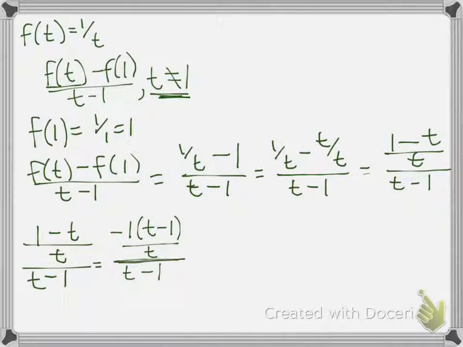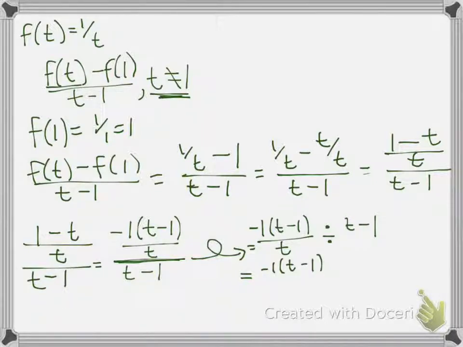So really I have a fraction divided by a number. I like to turn this into a division problem. Negative 1 times t minus 1 over t divided by t minus 1. Now, as you've known for years, whenever you have a division problem like this, you flip the second fraction or second term, take its reciprocal, and that turns it into a multiplication problem.